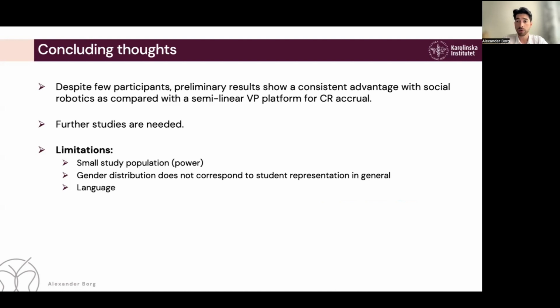Some limitations were that the study group was small, giving us less statistical power in our analysis. Also, the gender distribution in our population does not really correspond to the gender representation at the medical programs in general. And also the language used in the cases was English, which was not the first language of neither the Swedish nor the international students.